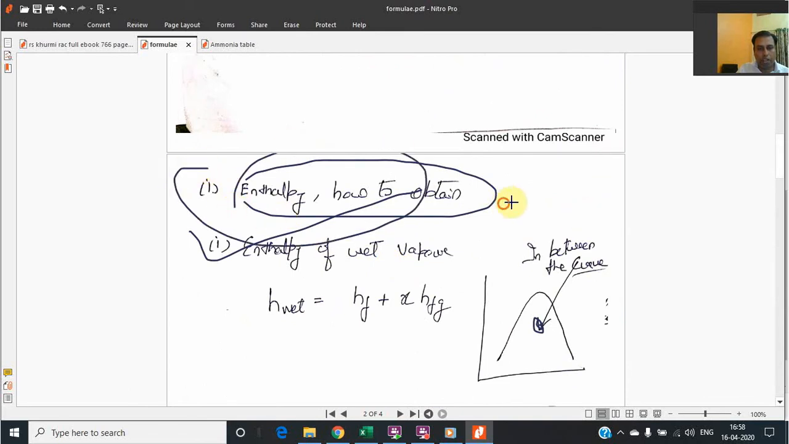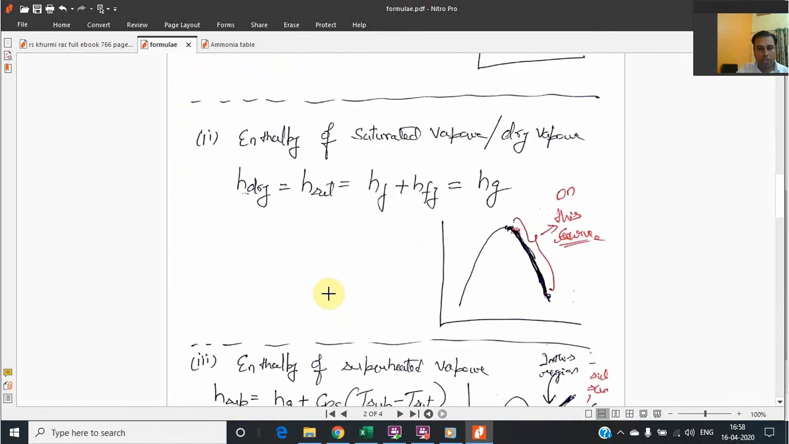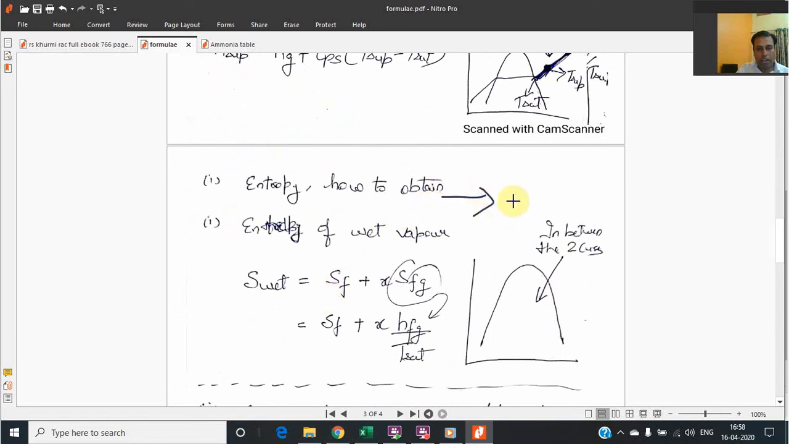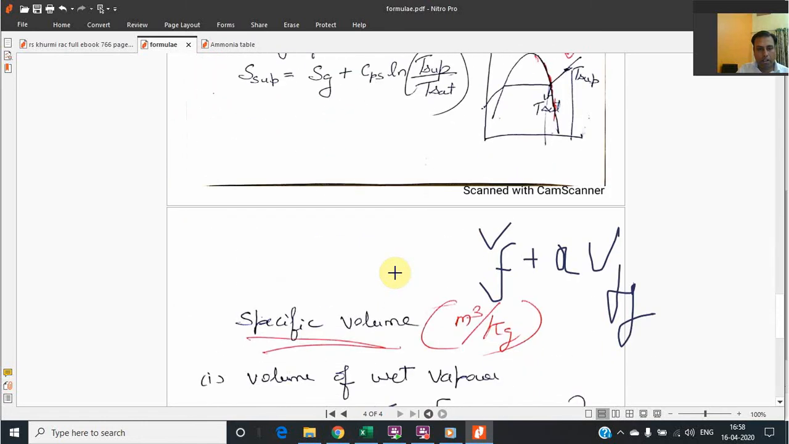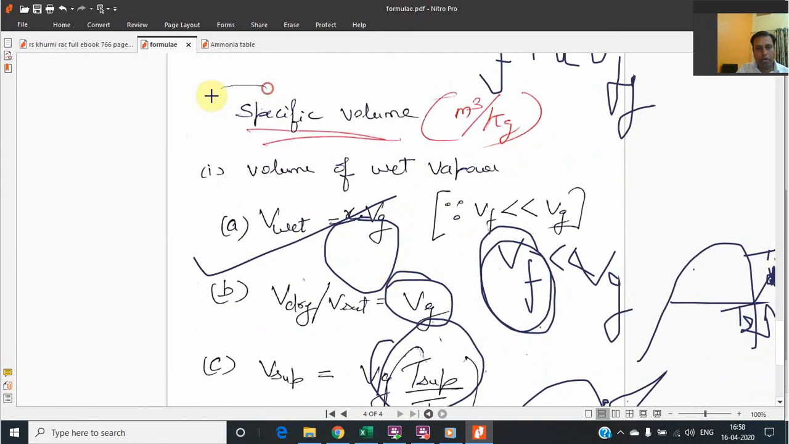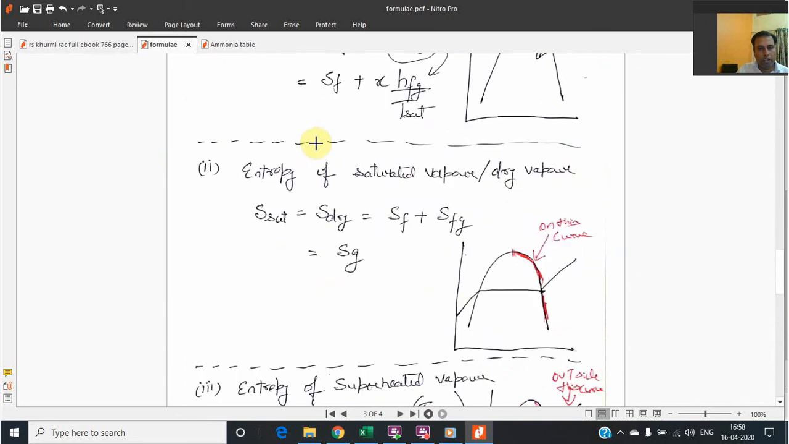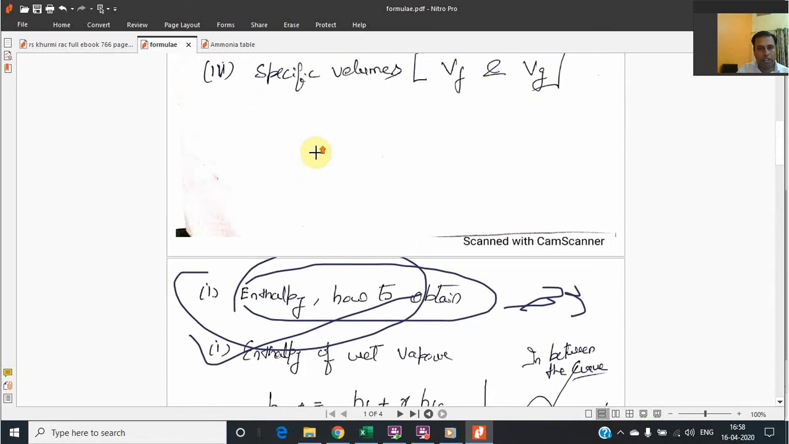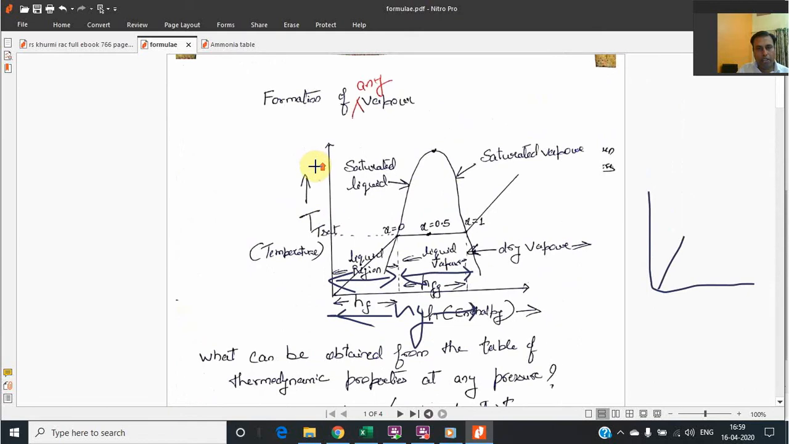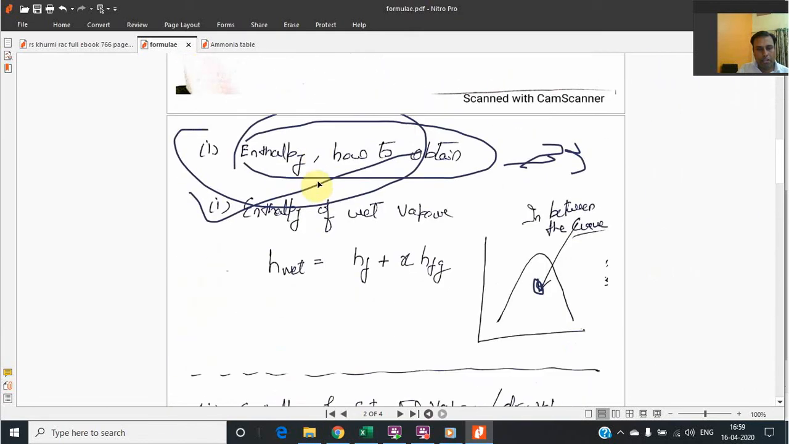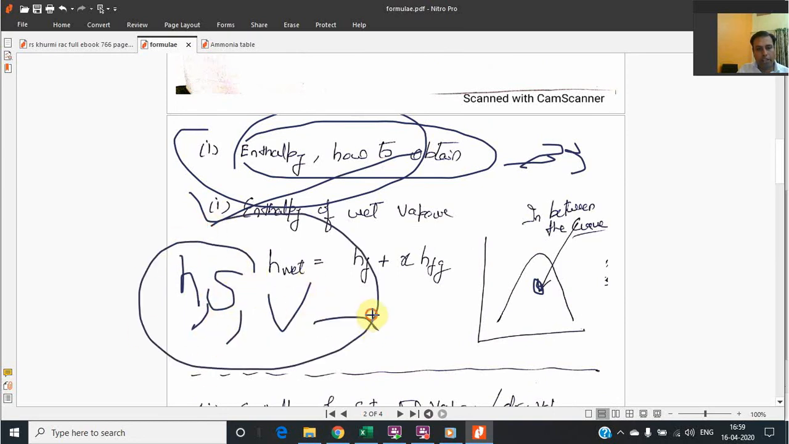One is enthalpy, three cases. One is entropy, again three cases. And the third one is specific volume. Although all the data are specific, all the data are per kg, just like we purchase potato and tomato per kg. Similarly, these data are also per kg. If it is 6 kg, 7 kg of refrigerant, you can obtain by multiplying that. Means there are three things: enthalpy, entropy, and volume, and for all three we have three formulas.